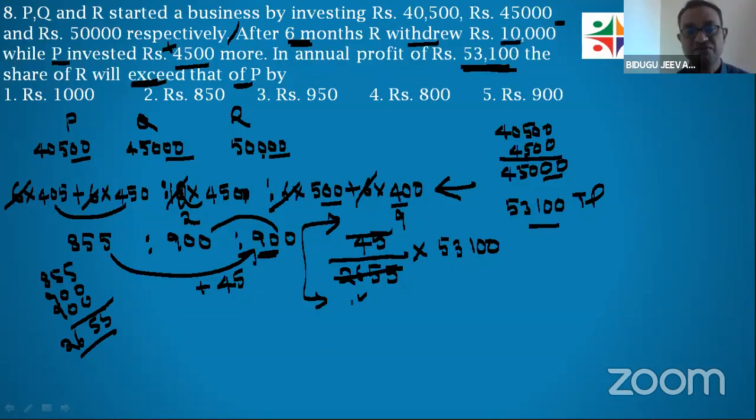Okay. 5 5s are 25. 5 3s are 15. 5 1s are... I hope you are very comfortable, right? This gets cancelled, so your answer is very clear. 900 rupees is the difference between R and P. Even though larger values are given, it's easy to calculate.